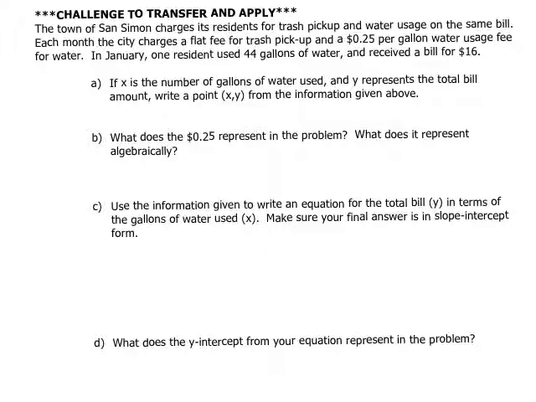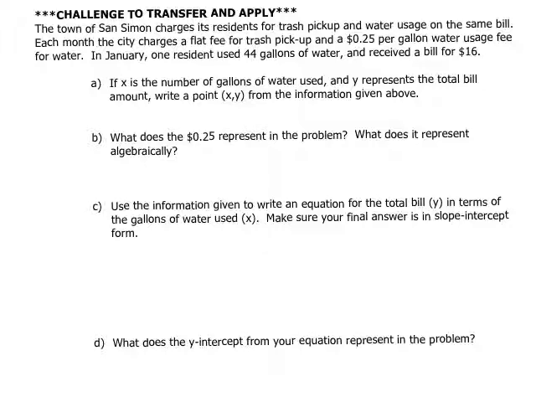This problem is a little different. So when some of you came to write the equation, you started doing it in slope-intercept form, and we can't quite do that. It gives me the Townsend Simon. They put water and trash pickup on the same bill. You get a flat fee that we don't actually know. Okay, so it tells me in my paragraph that I have a 25 cents per gallon water charge.